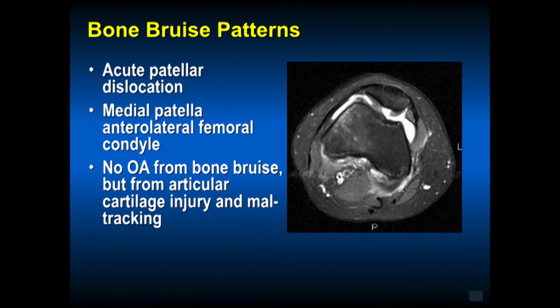Bone bruise patterns. This is an acute patellar dislocation. The bone bruise pattern is more anterior in the lateral aspect of the femur, so the patella goes laterally and the patella sits here, so you have bone bruising in the medial aspect of the patella and the anterior aspect of the lateral femoral condyle. No osteoarthritis from bone bruise in the patellofemoral joint, but you can have articular cartilage injury and maltracking. This is what the hemarthrosis looks like in this acute lateral patellar dislocation who knocked off a little chunk of the articular cartilage right here.